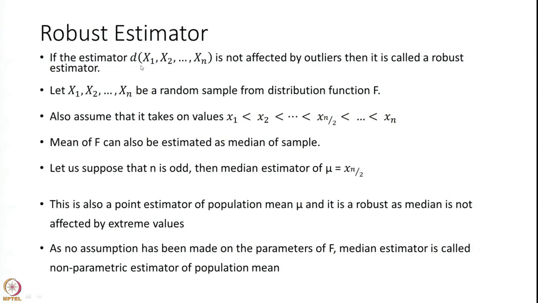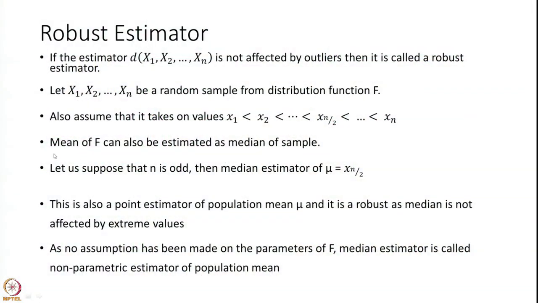An estimator D is called robust if it is not affected by any outliers. That is, the value of estimator D does not change significantly if there are extreme values in the data. You must be thinking, we have heard this before. We have. When we were talking about measures of central tendency, we said that the average, the arithmetic average, is sensitive to the extreme value, while the median of the data is not sensitive to the extreme value, and this is exactly what we want to say here.